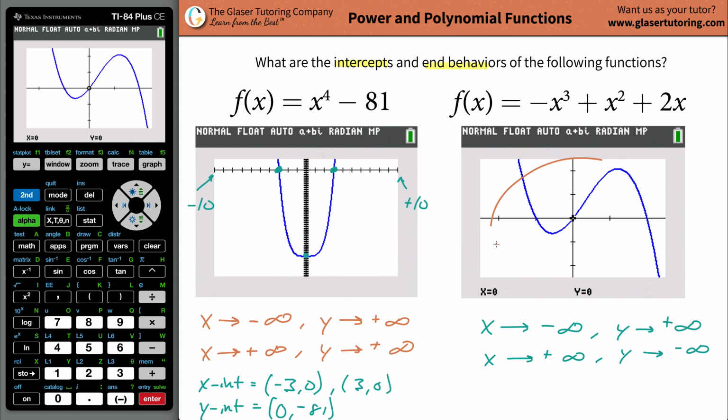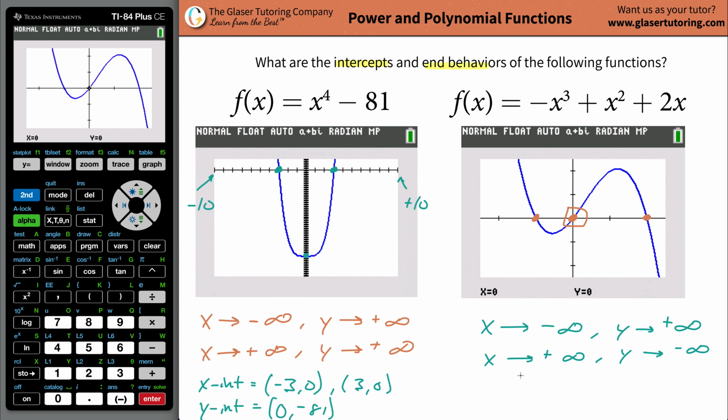Now let's take a look at the intercepts. So it looks like there's 3 points of interest. One here, and one here, okay? All 3 of these points represent an x-intercept because it crosses that x-axis. But only one of them, this one in particular, represents a y-intercept. Okay, and you should only have, by the way, one y-intercept. Otherwise, it won't be a function.